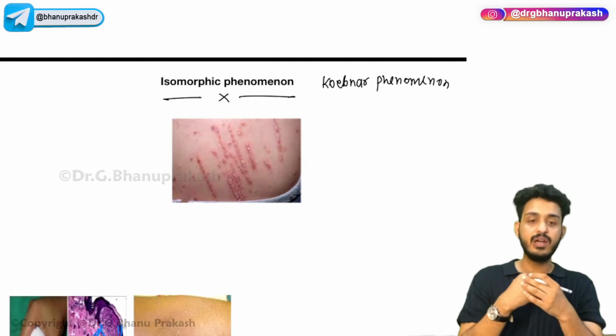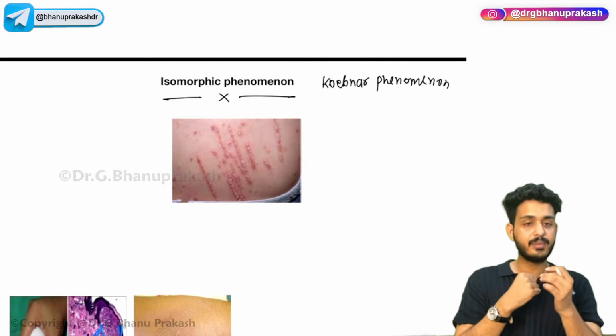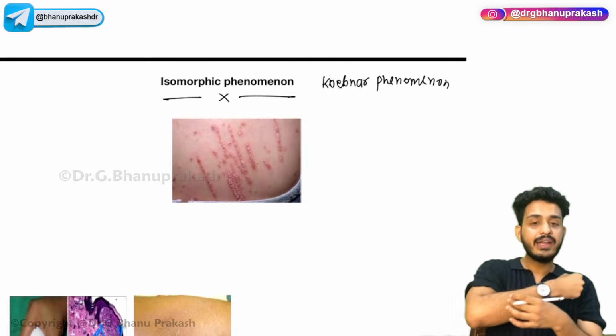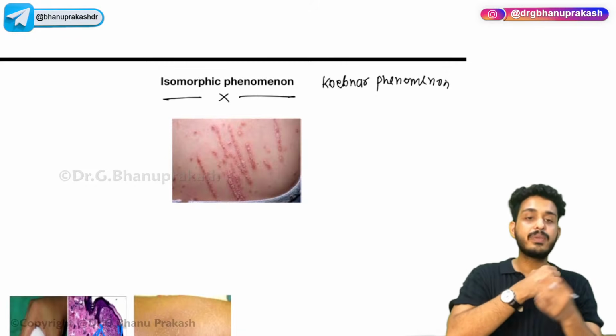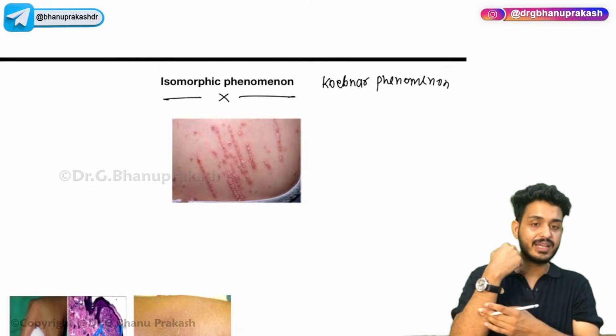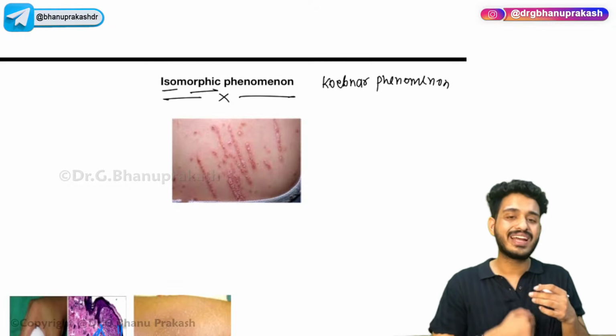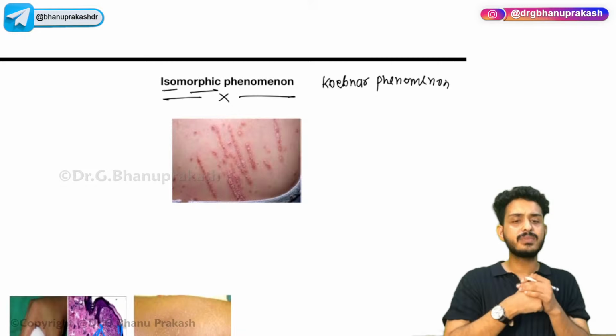What is Koebner's phenomenon? For example, I am having psoriasis, and here is the lesion, and if I am scratching over here, what will happen? This particular type of lesion will appear here. This is known as iso, meaning same, morphic, meaning morphology. That means there will be appearance of the same type of lesion.